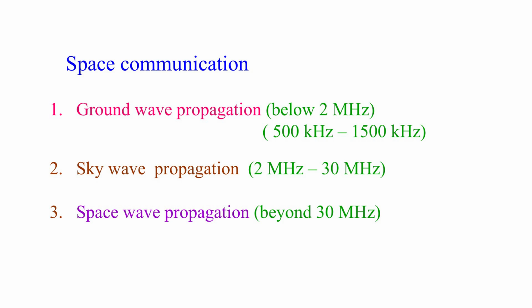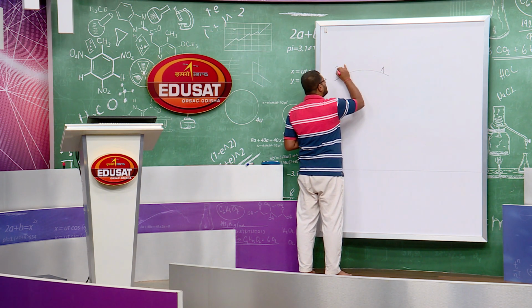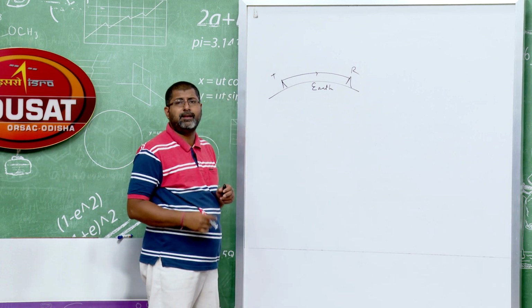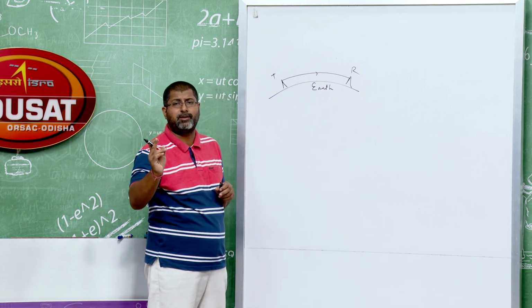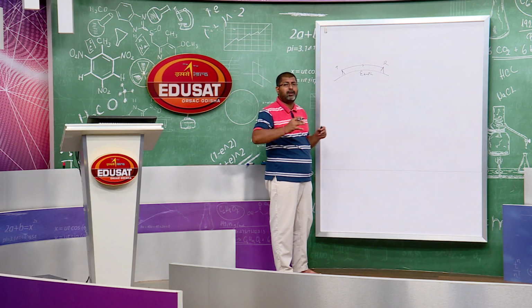In ground wave propagation, say this is your earth, this is the transmitting station and this is the receiving station, and the signal goes directly from this to this, following the curvature of the earth. Here diffraction of the wave causes the wave to propagate along the surface of the earth. It is suitable for transmission of frequencies below 2 megahertz, because if the frequency exceeds 2 megahertz, then due to the good conducting nature of the earth, it gets absorbed or attenuated very quickly.